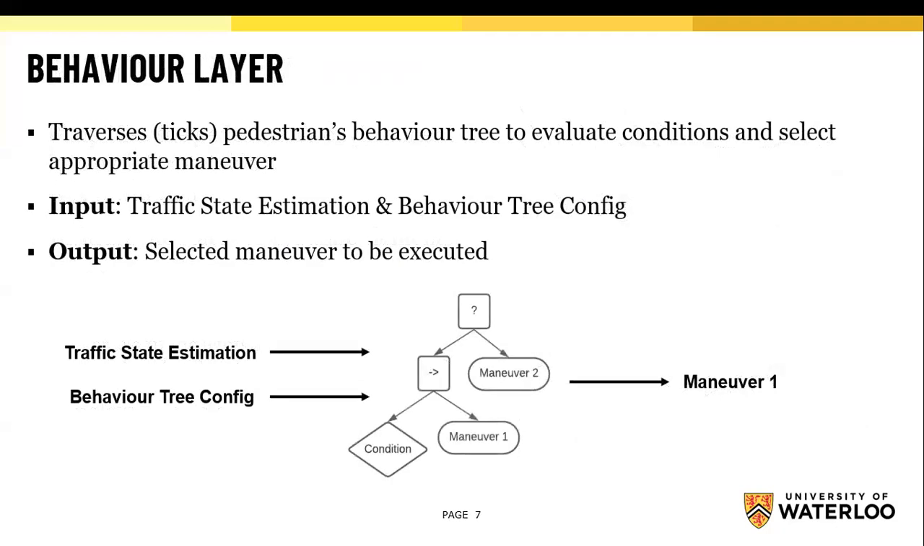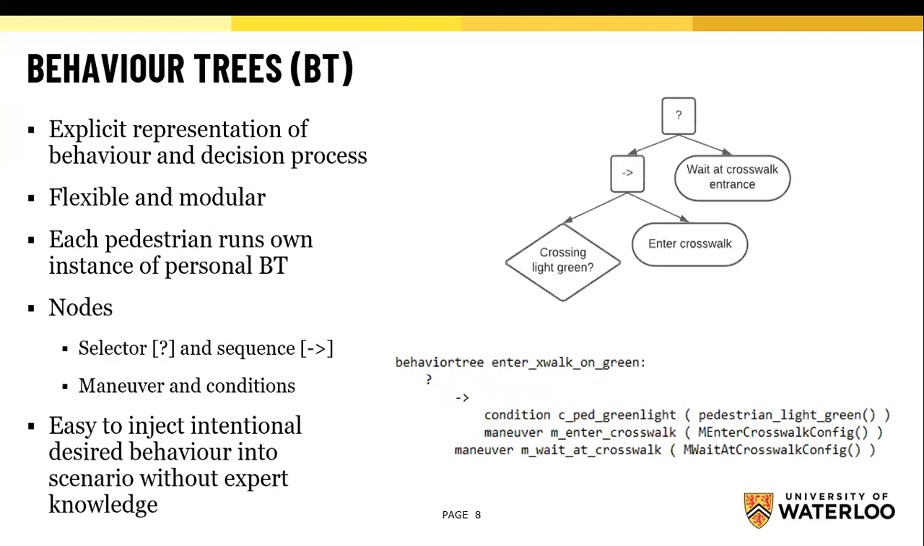So the first step of the process starts with the behavior layer. As I mentioned, the role of this layer is to take the traffic state estimation and all the configurations of the behavior trees, and using a behavior tree, decide what maneuver should be executed down the line at the lower layers. I'll go through a brief overview of behavior trees, and we'll go through a quick example of how this process works.